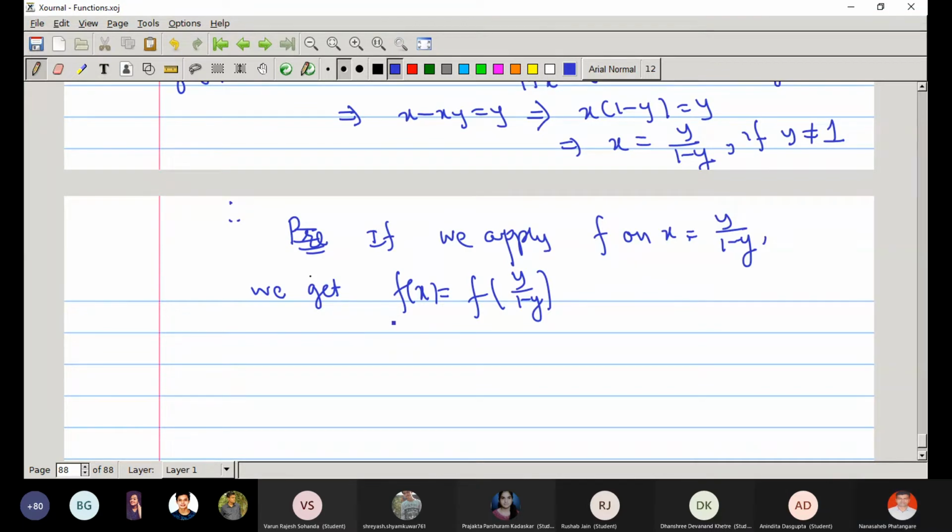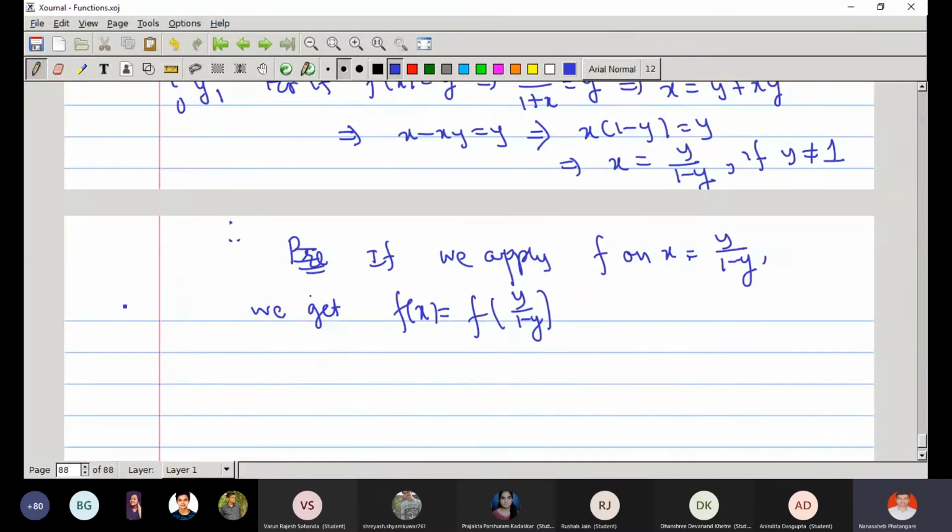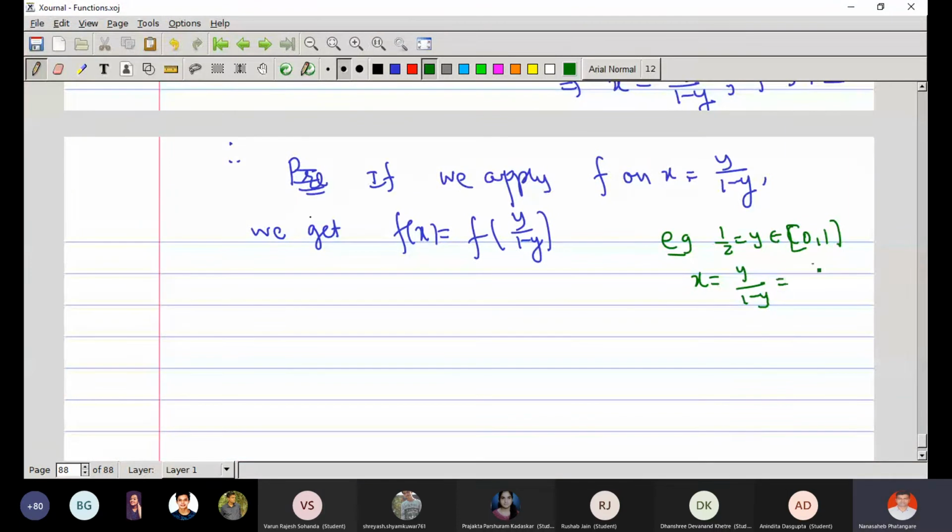For example, if I choose y equal to 1 by 2 in the codomain, then what is the pre-image x? y upon 1 minus y, that is half upon 1 minus half. What is it? 1 by 4, right? Now the x which is the pre-image of y, apply f on this x, that means f of 1 by 4. Does it give us y, which is 1 by 2?